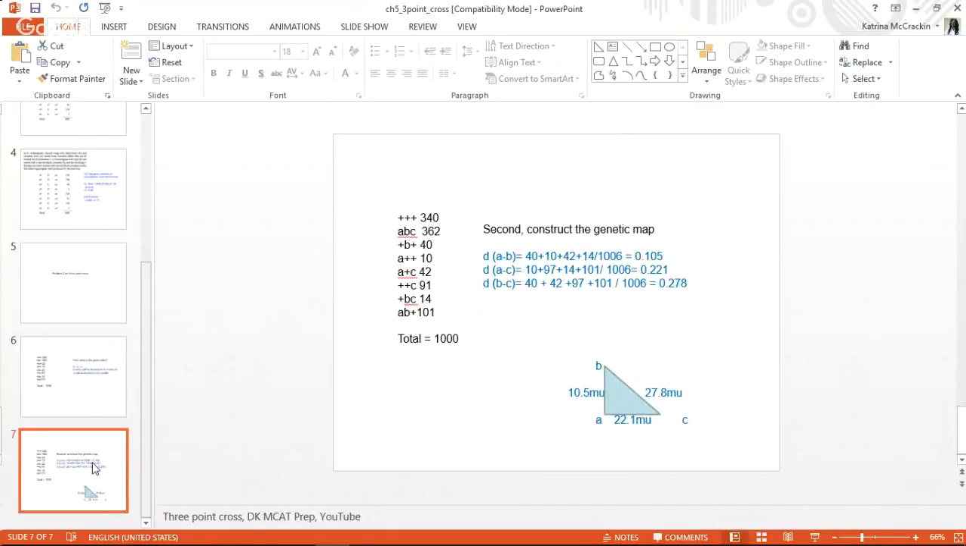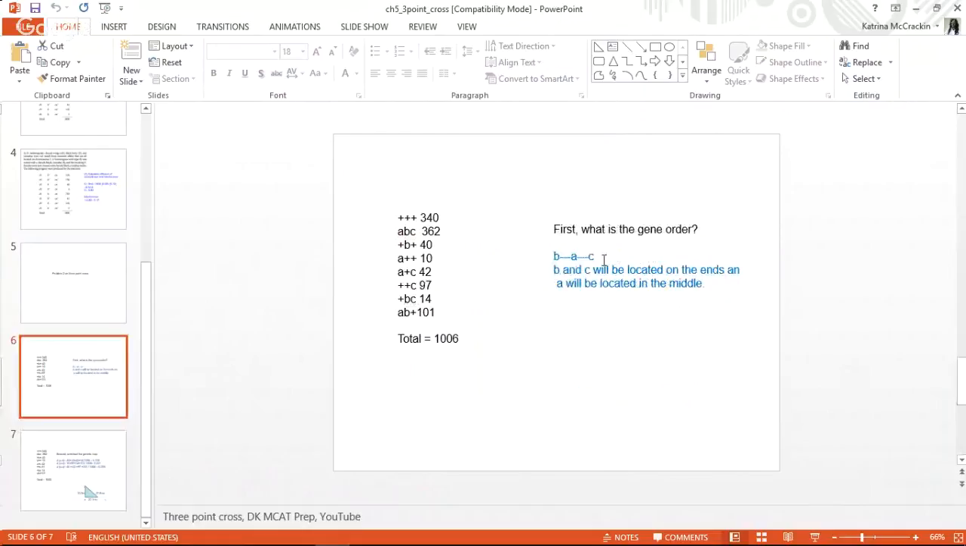So we do the same type of calculations. You do A and B, so 40 plus 10 plus 42 plus 14 divided by 1006 and got 0.105. And then I did it for A and C, and I did it for B and C. And then so that you could see how it would look on a gene map, I constructed a triangle. So B and A was 10.5. A and C is 22.1 map units. And then the whole thing, B and C, is 27.8 map units.